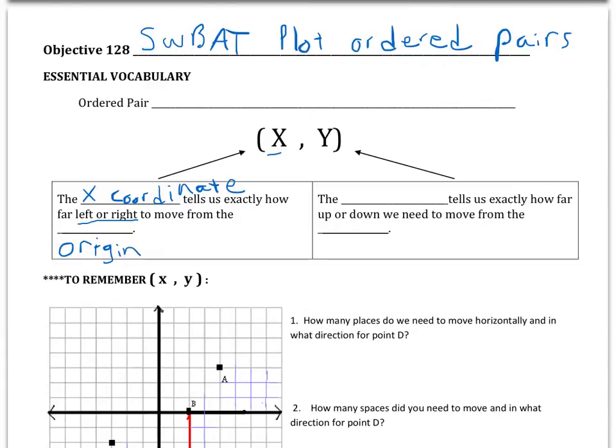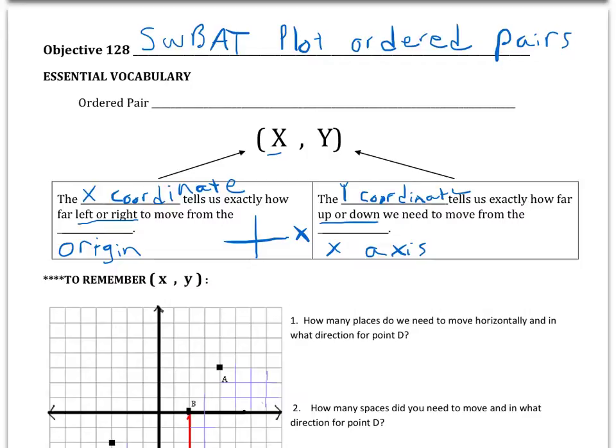Again, the x tells us left and right. And you learned in the previous lesson that the x-axis is the one that goes left and right, so it makes sense. The y coordinate tells us exactly how far to move up or down, and this is actually from the x-axis. I'll explain that in a second.